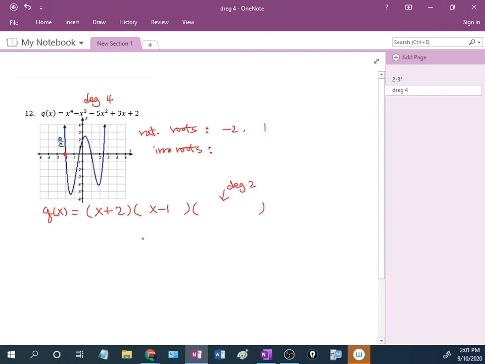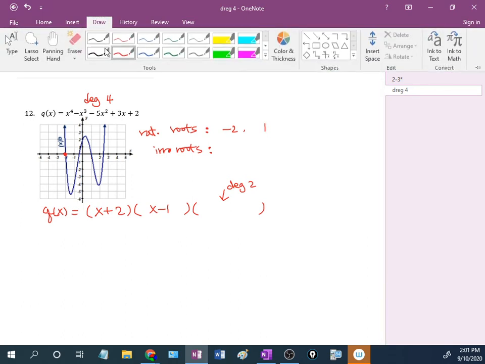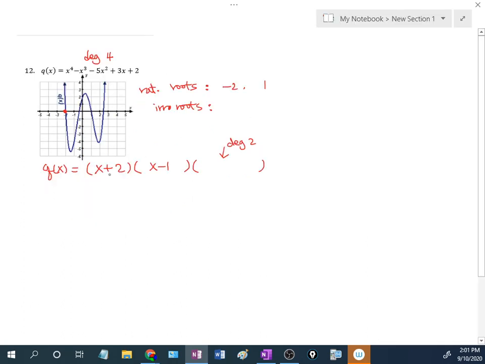How can I get this quotient if I use this as a divisor? So I need to do division, right? So let's do synthetic division one more time. All right. Okay, what is the first number I need to use? Invisible 1, right? Let me do it here. Invisible 1 and negative 1, negative 5, 3, 2. What number would you like to start with? 1 or negative 2?